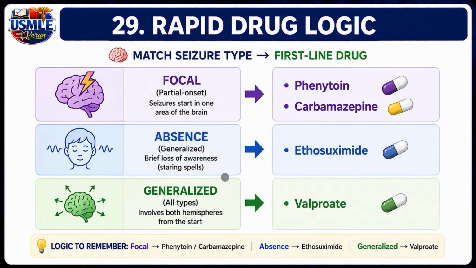Now let's quickly summarize whatever we have learned in this module. A quick way to remember treatment is, for focal seizures, first of all think of phenytoin and carbamazepine. For absence seizures, think of ethosuximide. Ethosuximide is used for chronic prophylaxis of absence seizures in children. For generalized seizures, think of valproic acid because of its broad spectrum activity.